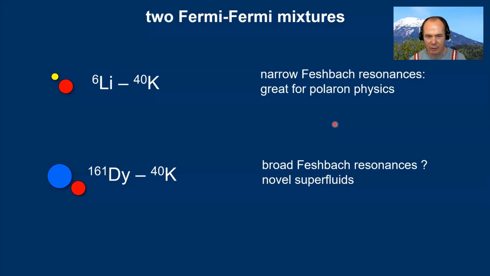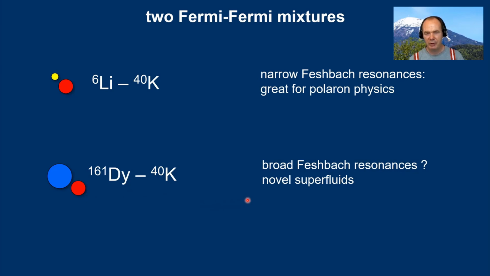The second thing I want to tell you in a few minutes is what we are doing with dysprosium-potassium mixtures, fermions and fermions. Heavy one, light one, mass ratio is about 4. And yeah, we are interested in, can we tune the interactions? And can we create novel types of superfluids in these systems?